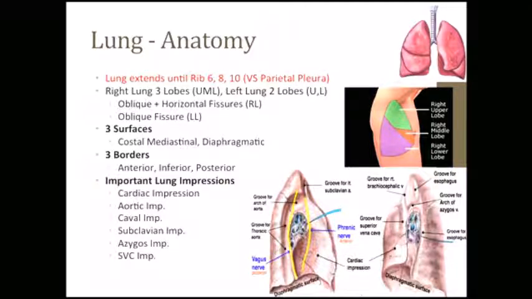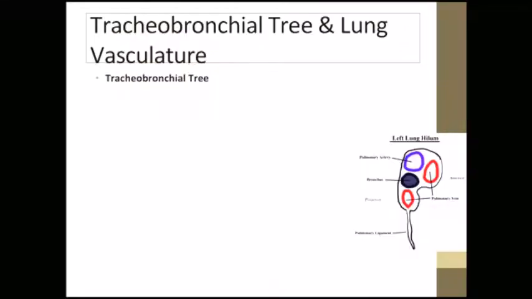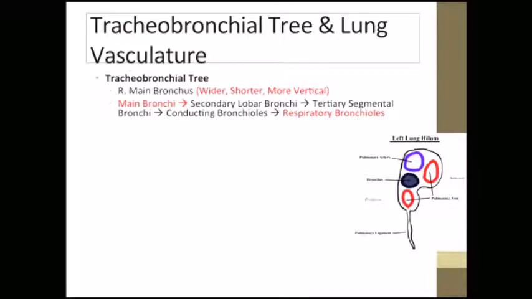And the diagram shows you why that's the case. So the tracheobronchial tree, we have the right main bronchus, which is wider, shorter, and more vertical than the left. And this has implications for aspiration. This is just how the bronchi flow from the main bronchi to the respiratory bronchioles. And each segmental bronchi supplies a bronchopulmonary segment.